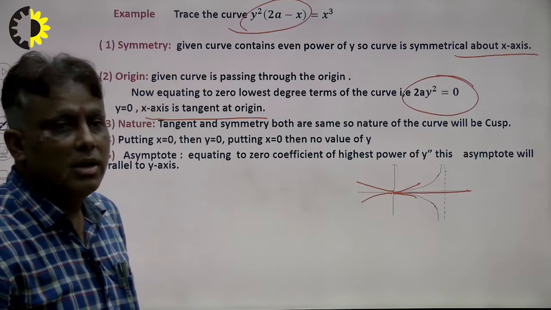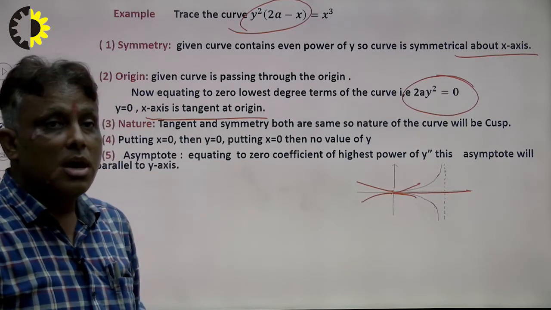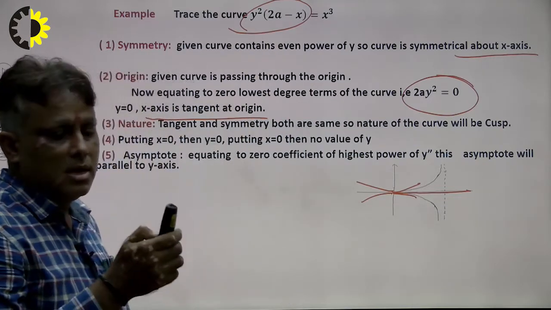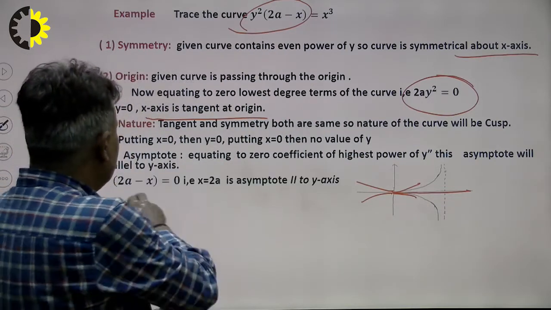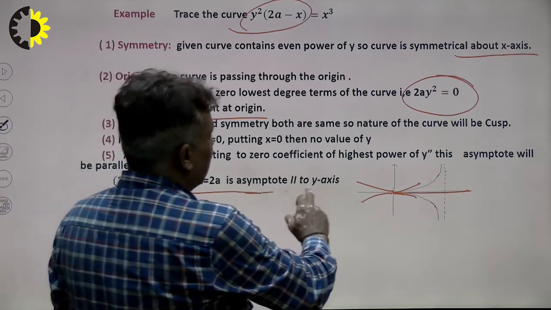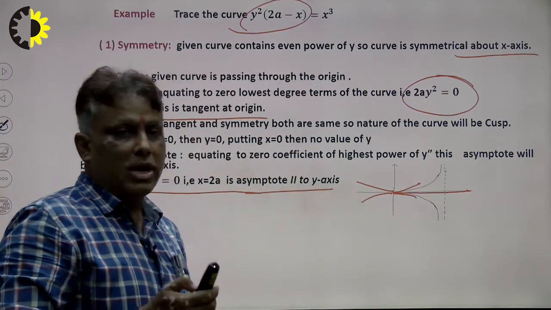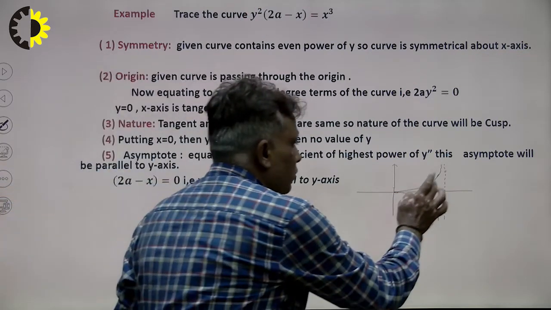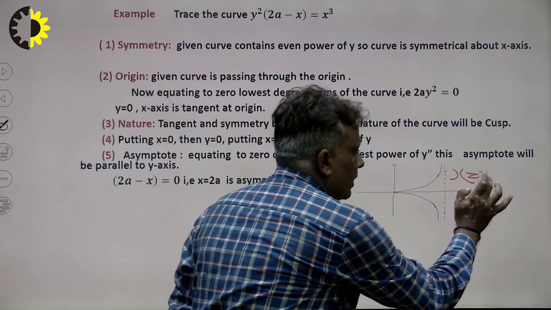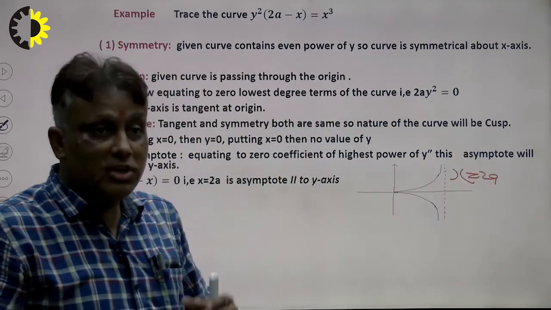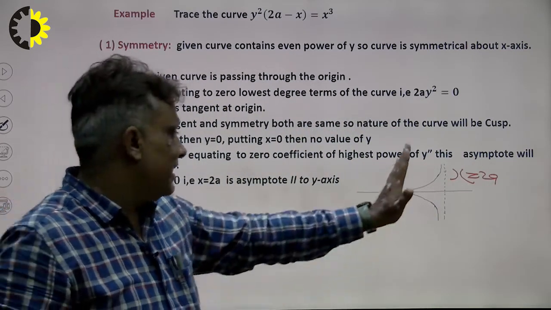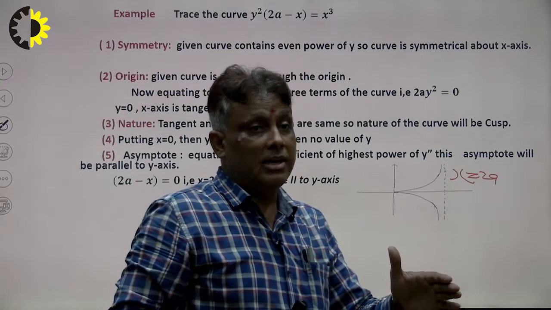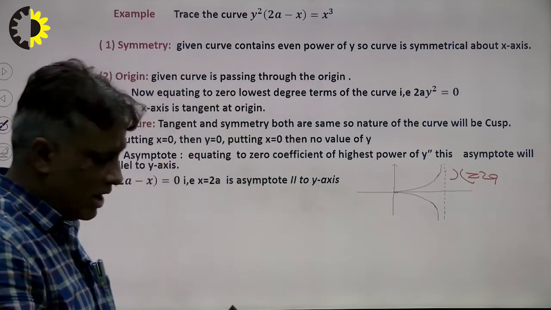Now I want to calculate the asymptote. The highest power of y is 2 and its coefficient is 2a minus x, right? So the asymptote will be 2a minus x equal to 0, x is equal to 2a, parallel to the y-axis. So where does x is equal to 2a exist? Students know x is equal to 2a is this line, and this will be the positive quadrant. So in this way the curve exists on this side, and the curve does not exist on this side. This will be 100% clear with the help of region. What is the region of this curve?